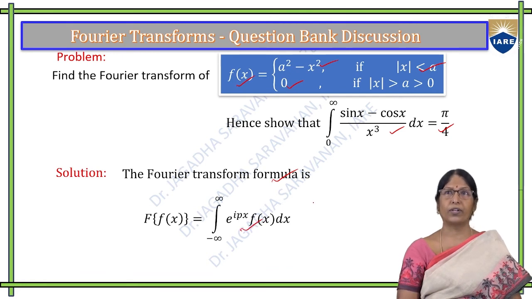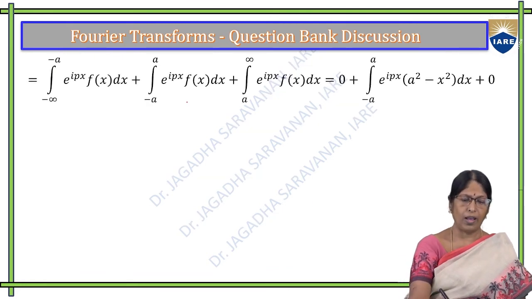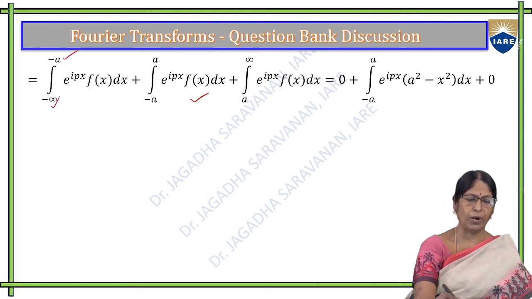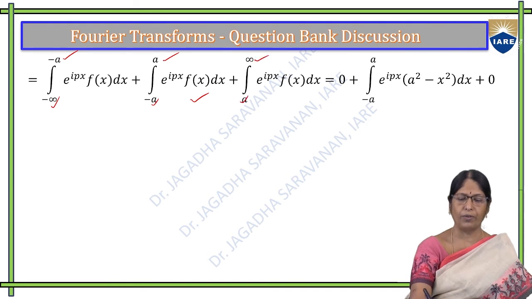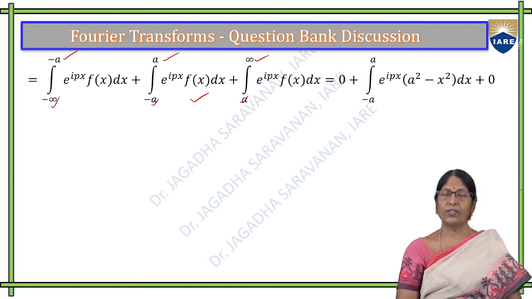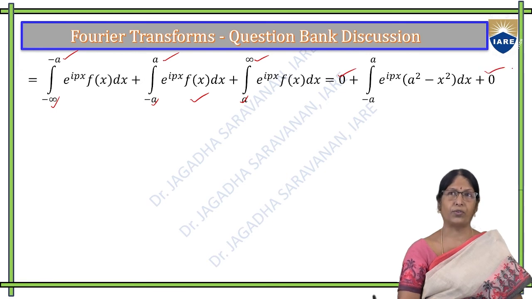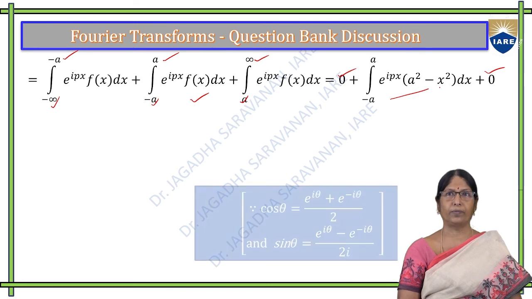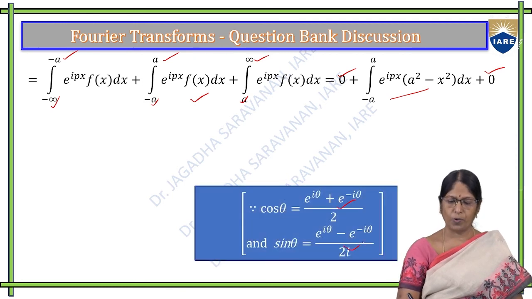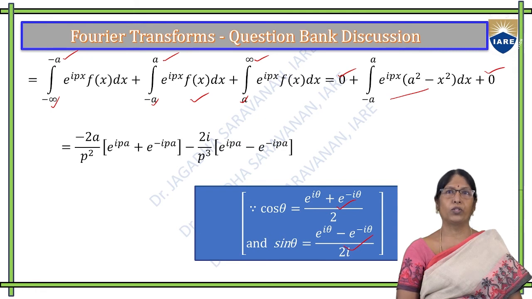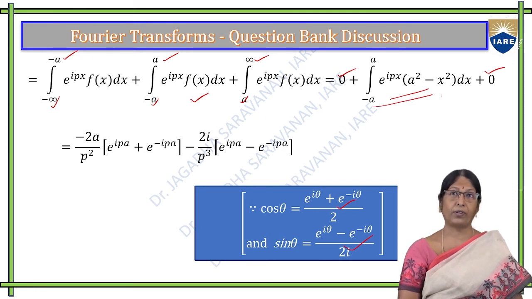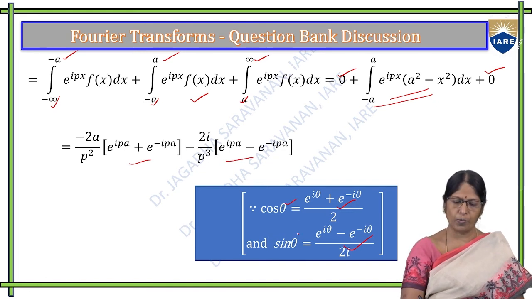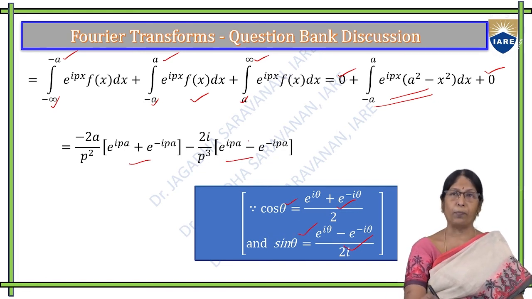The formula is written here, and according to our condition, the limits are minus infinity to minus a, minus a to a, and a to infinity. The first and third integrals vanish according to our problem condition. Only the middle one exists. After this integration, the result is to be obtained, for which we recall these two formulas and are going to apply them here.